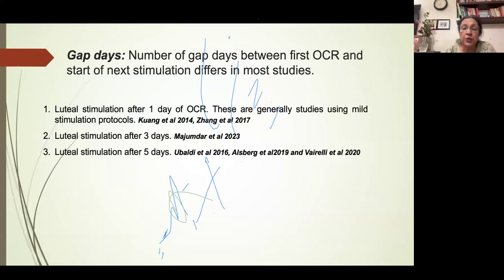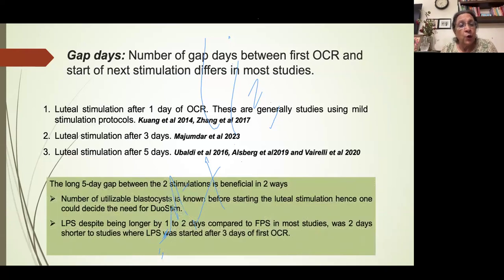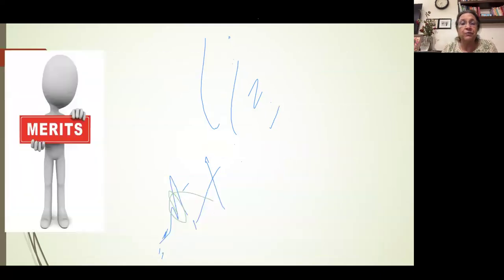So 5 days gives you that extra confidence that you have made, or you are making, blastocysts. Maybe some blastocysts will be made on day 5, some on day 6, but you can continue the medroxyprogesterone. And we saw that now we use it after 5 days, and we've definitely seen our luteal stimulation has become shorter by 2 days. The long 5-day gap between two stimulations is beneficial. I also told you that the utilizable blastocyst phase becomes shorter.